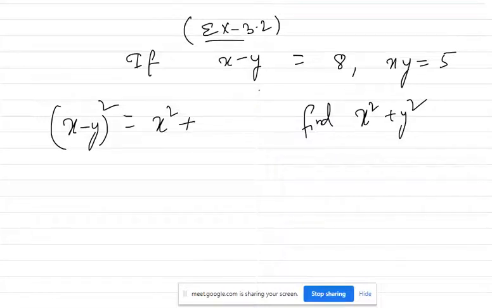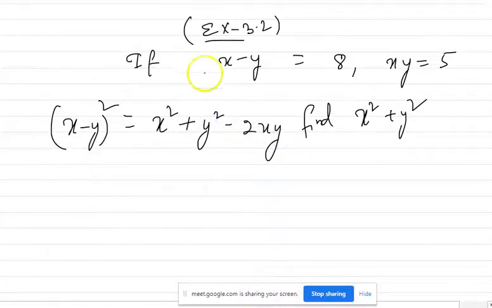Okay. So x minus y, I'll square both sides. So x minus y whole square will be, the formula, a square plus b square minus 2ab. X minus y, what is the value? 8 given. So I write here 8 whole square. You can do it in this way also. It will be easy, right?